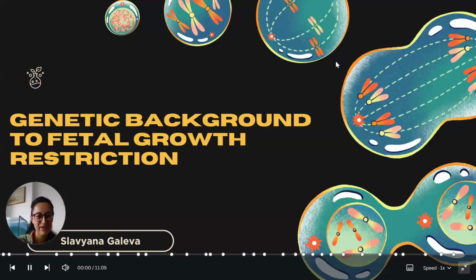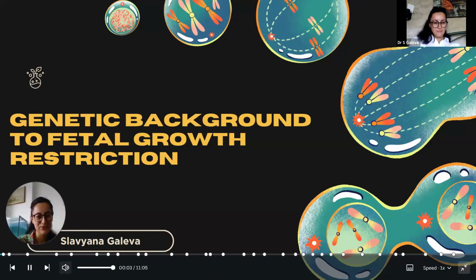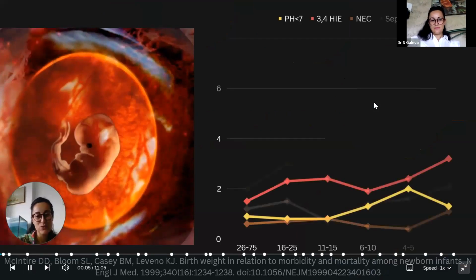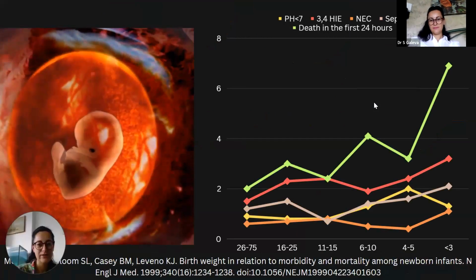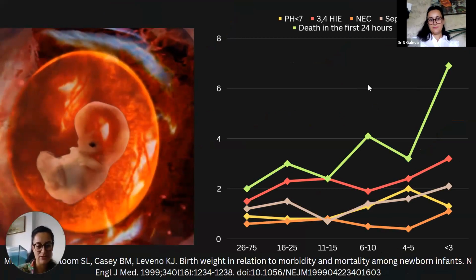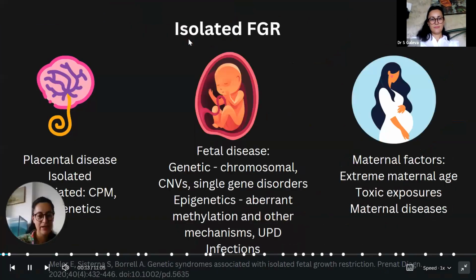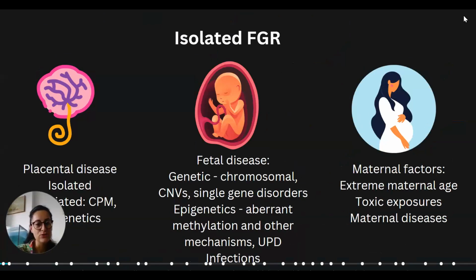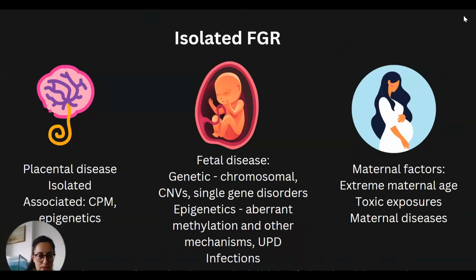Perfect. Genetic background of fetal growth restriction. It is well known that the smaller you are, the higher the risk of severe complications, even death. Isolated fetal growth restriction is associated with placental disease, which can be isolated or part of confined placental mosaics. Fetal disease, which can be either part of genetic syndrome or epigenetics, or infection, and of course the maternal factors, extreme maternal age, toxic exposure, and maternal disease.